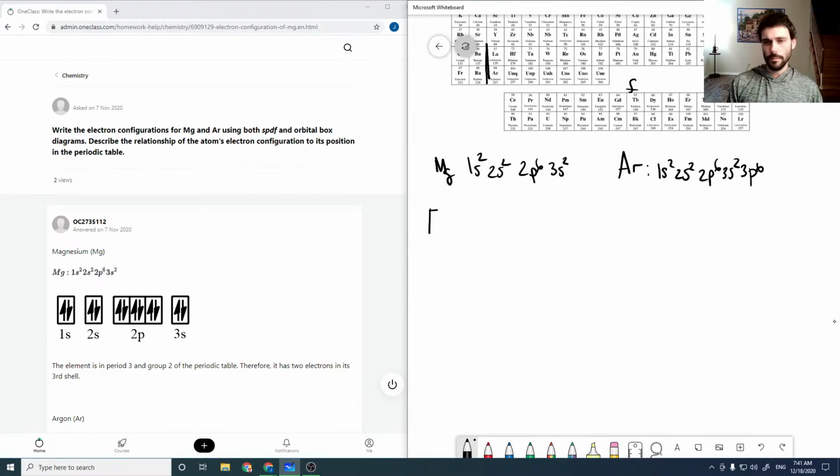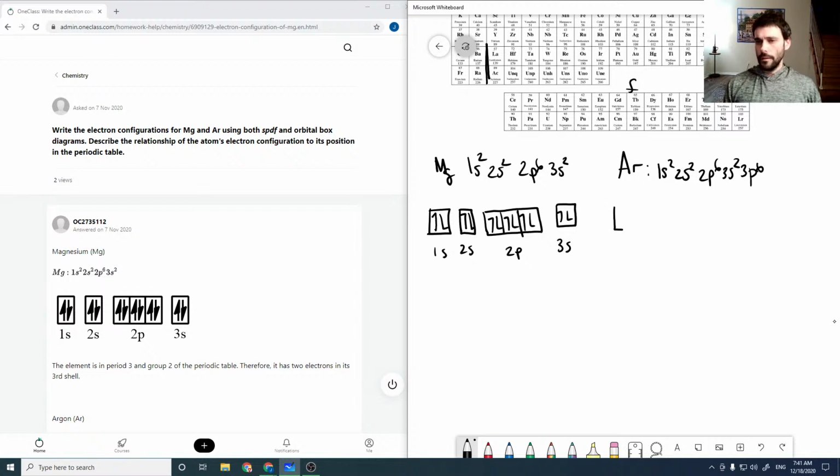So for magnesium, we're just going to draw boxes for 1s, 2s, 2p, and there's 3 orbitals for 2p, and then a symbol for 3s, and each one gets 2 electrons, which are paired. And so that would be the orbital box diagram for magnesium.